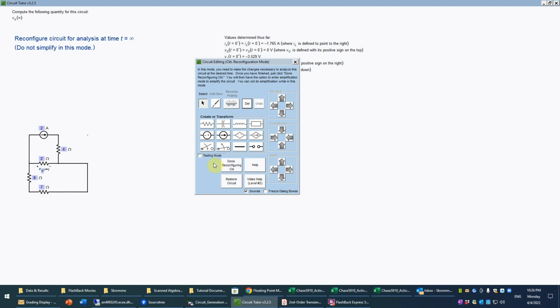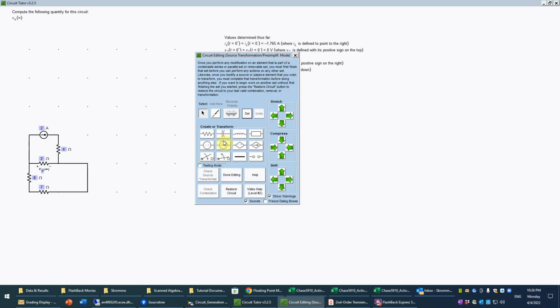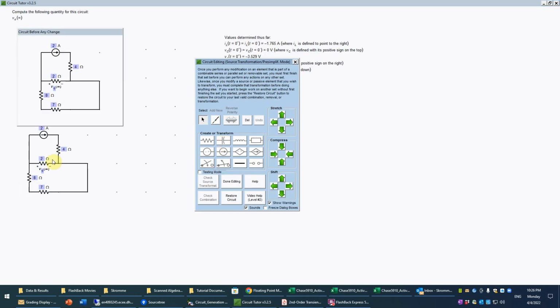Now, we're not allowed to simplify in this mode. And so now to do this analysis, it might help to simplify the circuit a little bit. So I'm going to go into the simplification mode. And this circuit's actually a lot simpler than it looks. But basically, I can combine these 2 resistors in series. So that'll give just 15 ohms, as I've done before.